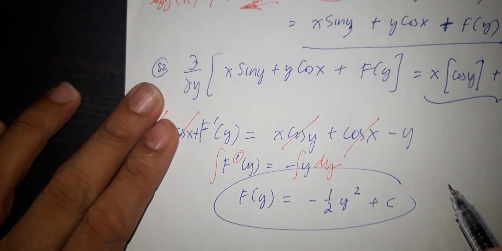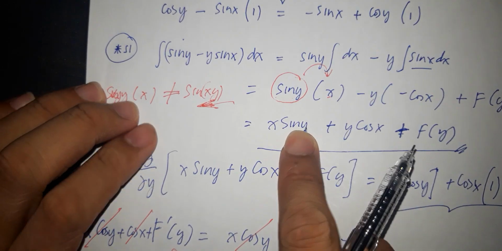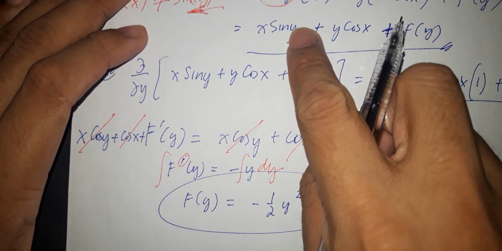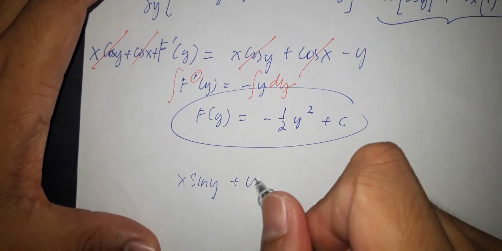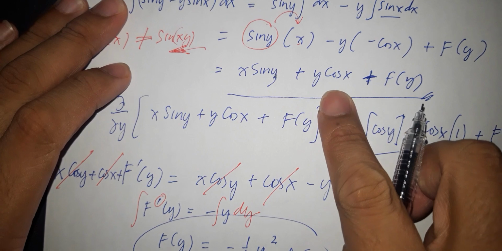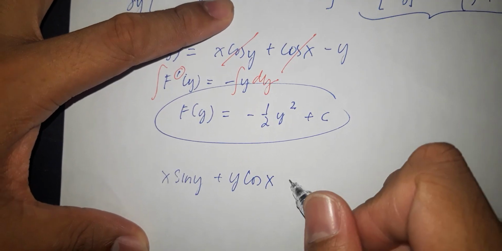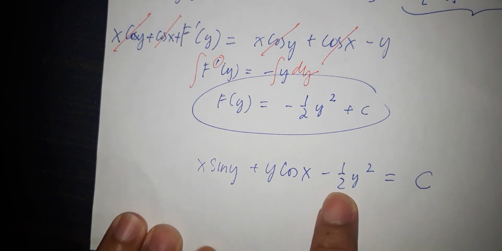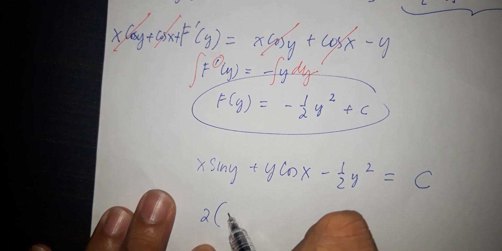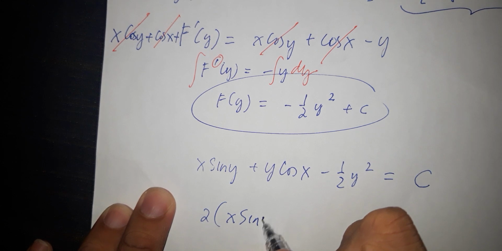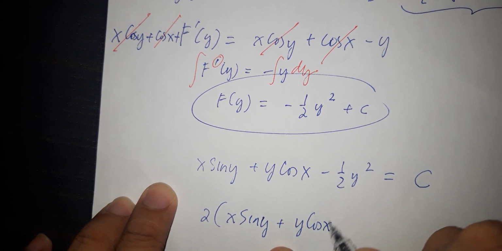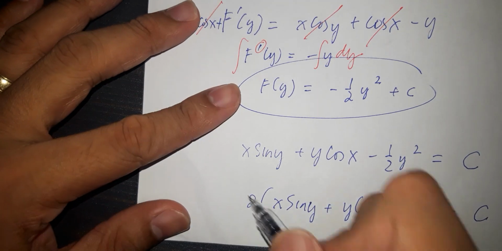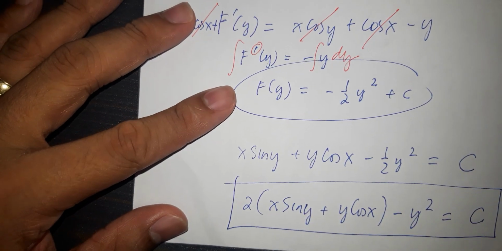So, we now have f of y, and we substitute it there. So it becomes x sin y plus y cos x plus f of y, which is negative 1/2 y squared, equal to c. Let us multiply this all by 2. That is 2x sin y plus 2y cos x minus y squared equal to c. Since we multiplied this all by 2, this therefore is our final answer.